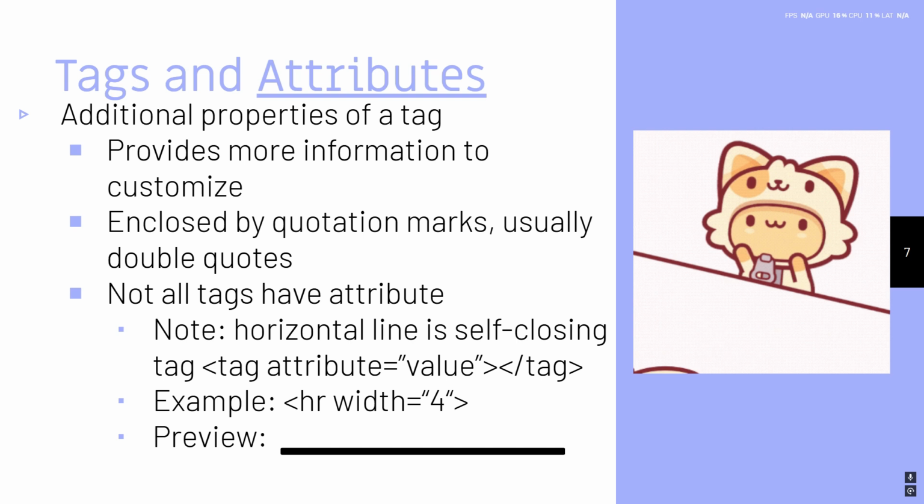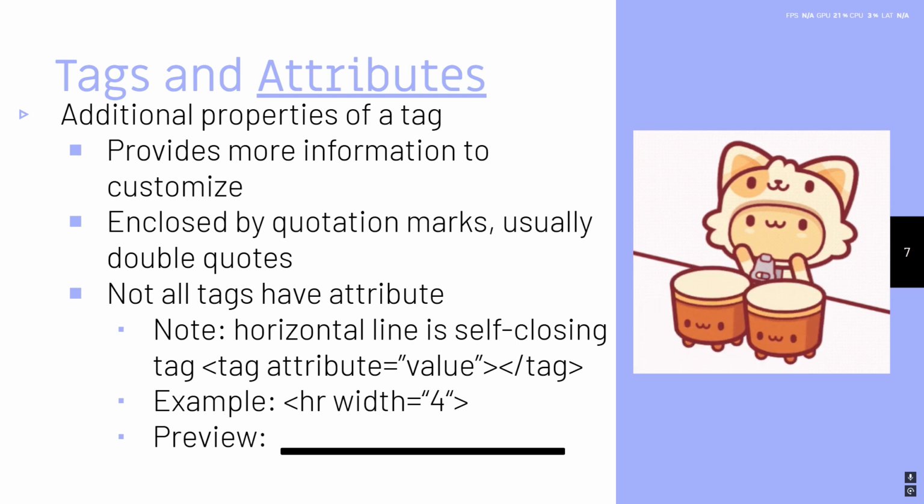So tags and attributes. Attributes are additional properties of a tag. They basically allow you to provide more information to a tag to customize it further. The usual structure is you enclose the value in quotation marks, usually double quotes. However, to note, not all tags have attributes.